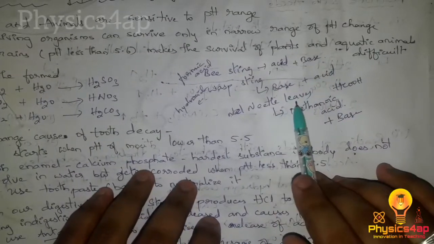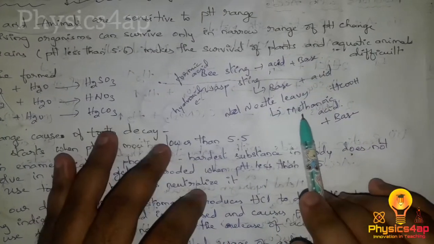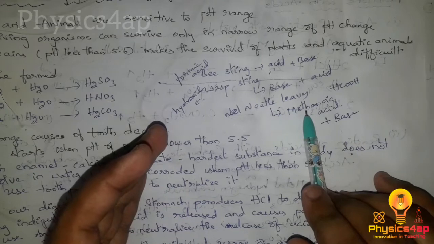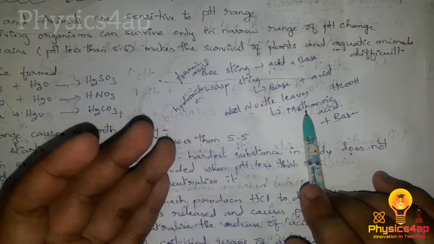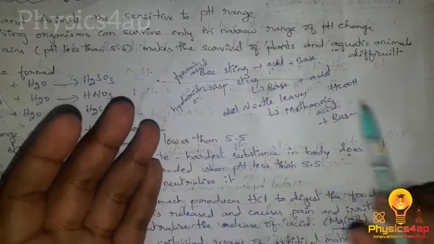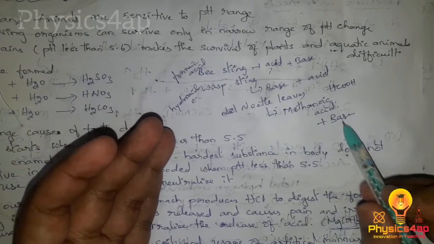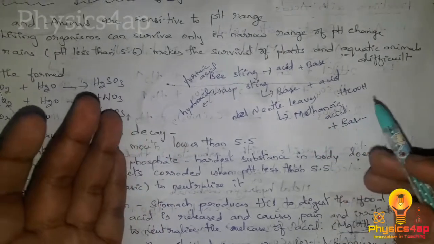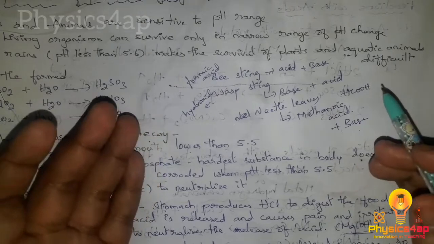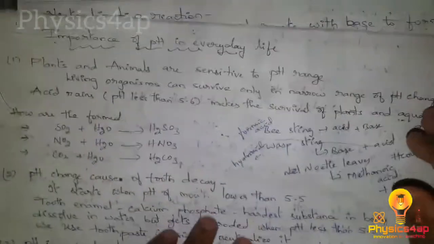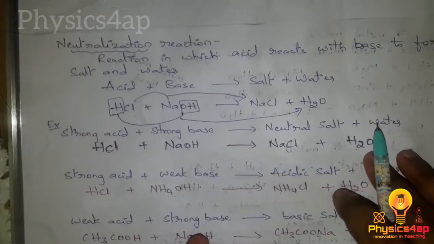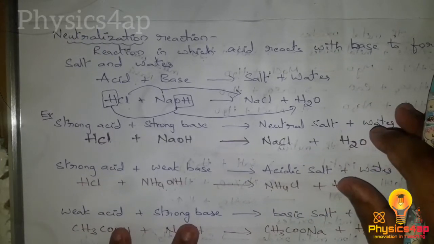And also nettle leaves. Nettle leaves produce methanoic acid. To neutralize the pain of the methanoic acid, we use a base, so it gets neutralized and we get a salt, so we get pain relief from it. All these are the applications of the neutralization reactions.